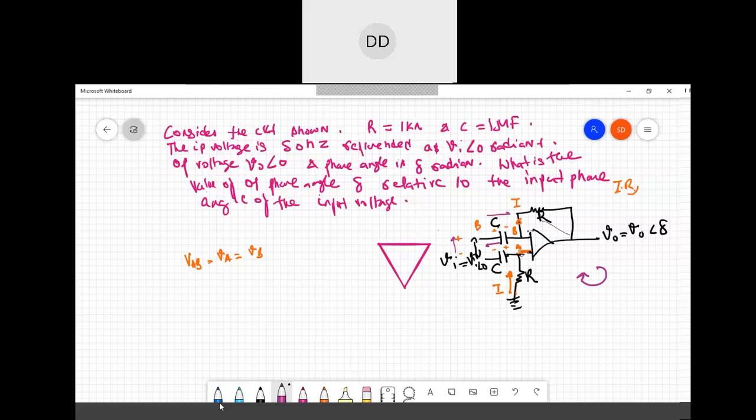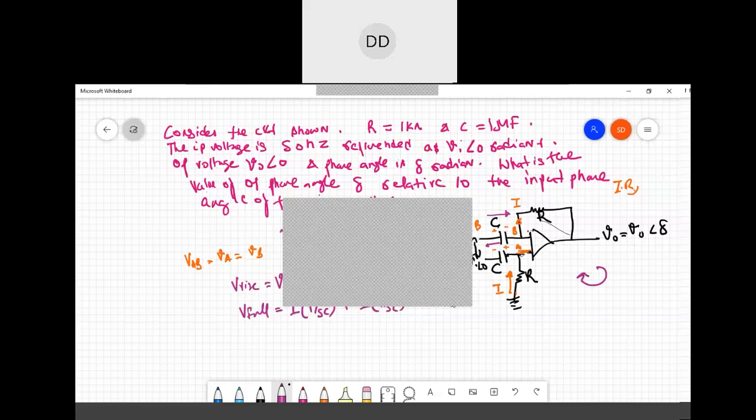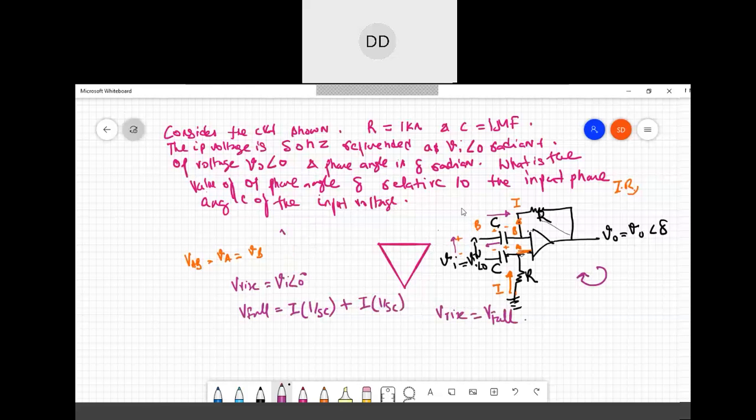So I can write V rise is equal to Vi at an angle 0 degrees, and V fall is equal to I into 1 by SC plus I into 1 by SC. So I can write V rise is equal to V fall. This V rise equal to V fall would lead me to I is equal to Vi SC by 2, if I solve this.